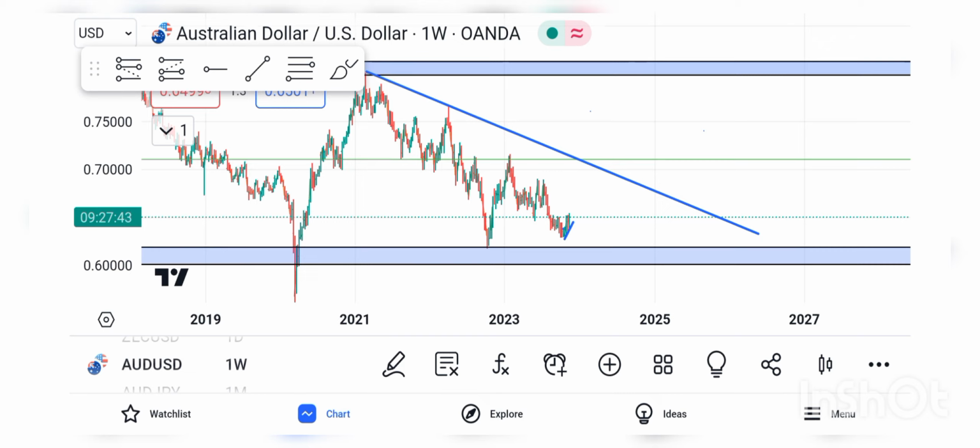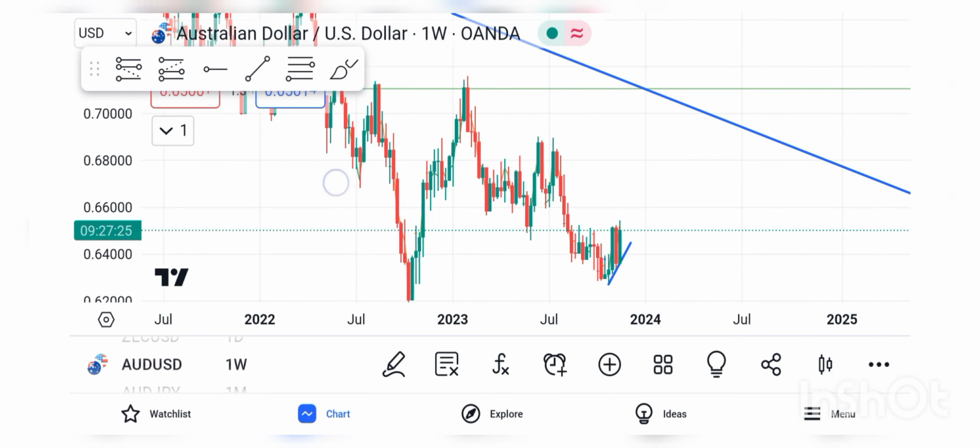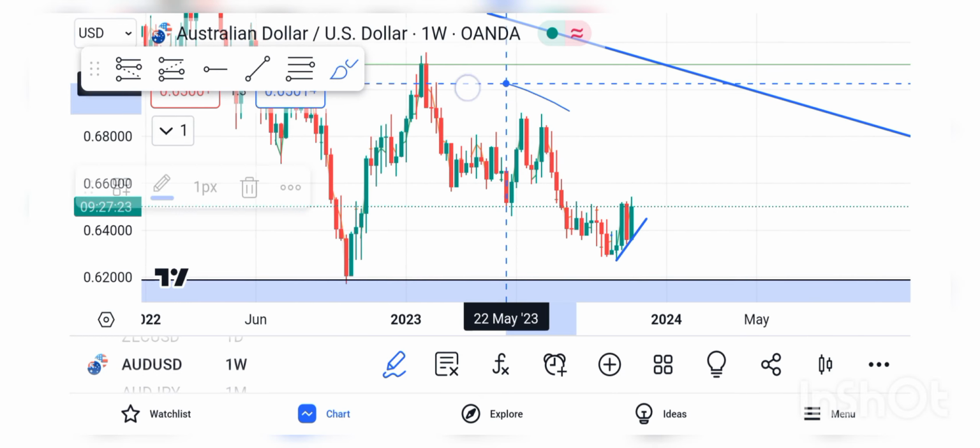So there's no reason to buy. We don't have any reason to buy, even if the market wants to plunge up. We'll just keep looking for selling opportunities. Okay, so I see a double top right here.